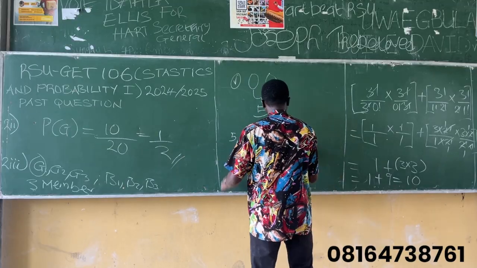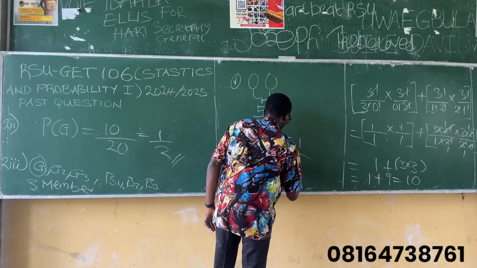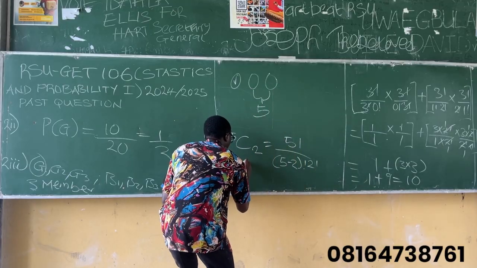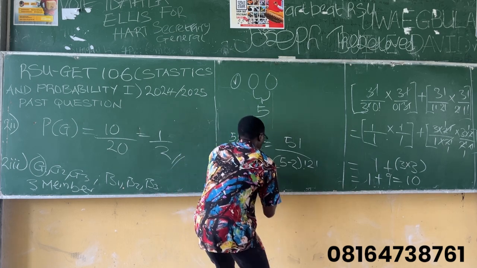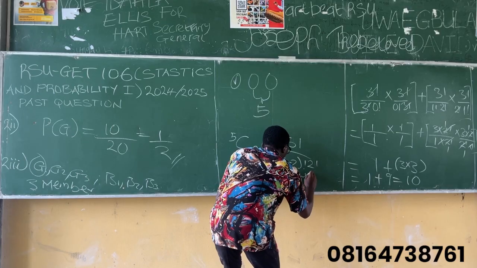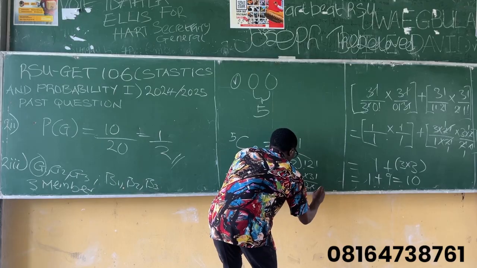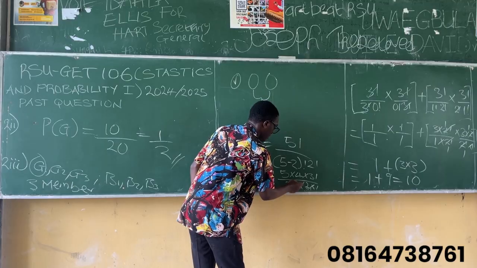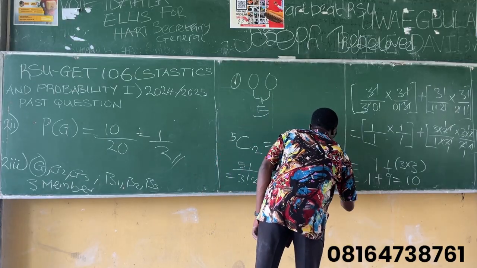So we evaluate this. We have that this is 5 factorial divided by 5 minus 2 factorial, 2 factorial, which is equal to 5 factorial all over 3 factorial, 2 factorial, which is equal to 5 times 4 times 3 factorial all over 2 factorial times 2 times 1. So we have this 3 factorial cancelling out with this to give us 10.